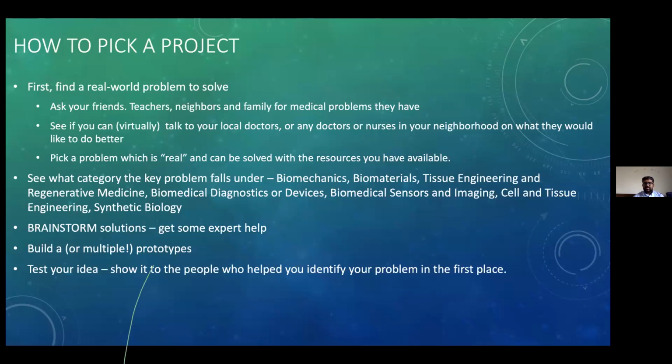Brainstorm solutions. Brainstorming is simply the process of thinking of lots of different ideas and then trying to figure out which are the good ideas, narrow them down, narrow them down, narrow them down till you come to a solution which will work. And get some expert help when you're doing this. Ask your friends, ask your teachers, especially your science teachers, and then go and build something.